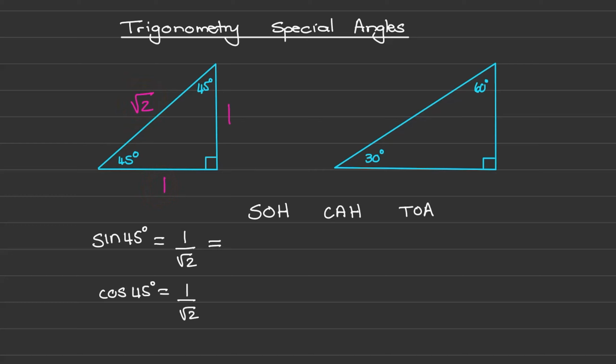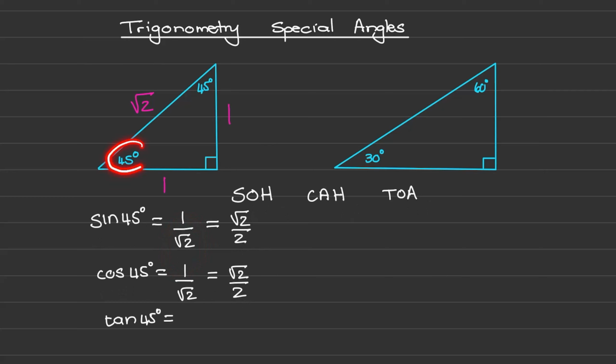Now the sine of 45 and the cos of 45 are both the same, and they also can be presented as the square root of 2 over 2 instead of 1 over square root 2. And lastly, we have the tan of 45 degrees, which is the length of the opposite divided by the length of the adjacent. So that is 1 over 1. And that is also equal to just 1.